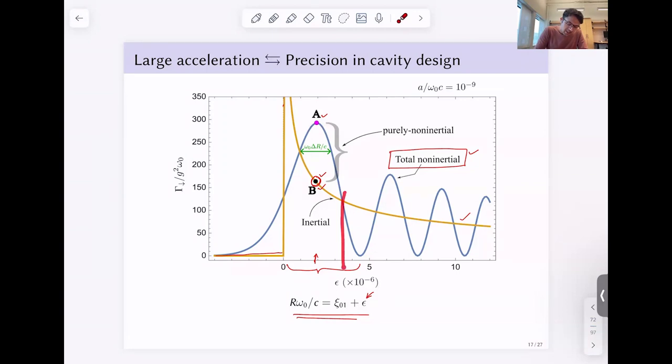But there are certain other configurations as well in which the cavity and the Doppler shift experienced by the atom make it decay at a much lower rate, even as compared to an inertial atom, which we will talk about later. But right now we want you to focus on these two points, A and B. If you consider the difference between the heights of these two points, you see that there is this much purely non-inertial contribution. This contribution is coming only due to the acceleration of the atom.